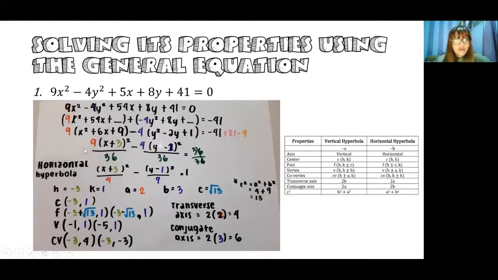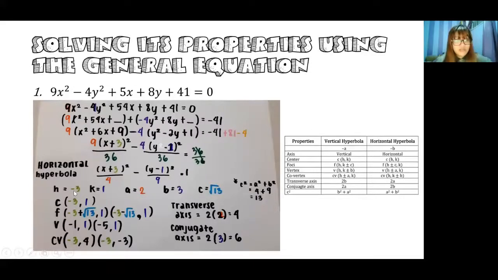After this, you have to factor them out. So it will be 9 times the quantity x plus 3 squared minus 4 times the quantity y minus 1 squared equals 36. Now, you have to divide all of them by 36 so that 36 divided by 36 will be 1. And then 36 divided by 9 equals 4. 36 divided by 4 equals 9. So after this, we can now get the values of its properties.